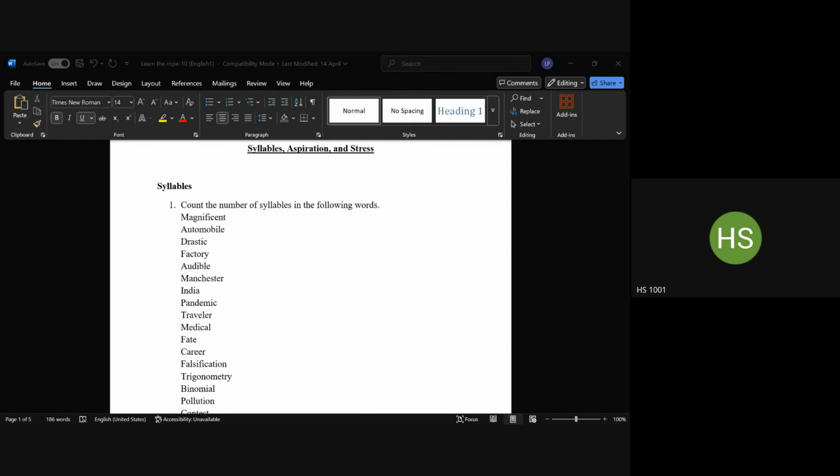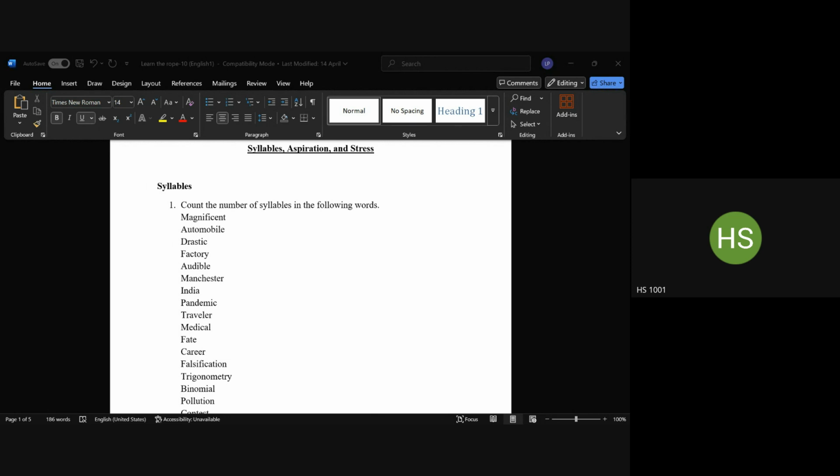Again, these are some of the words. Usually this happens when there are two vowel sounds that come next to each other, as in the word factory and in India. So people have a tendency to articulate them as diphthongs. But these are on two different syllables. India, right? So India, correct.